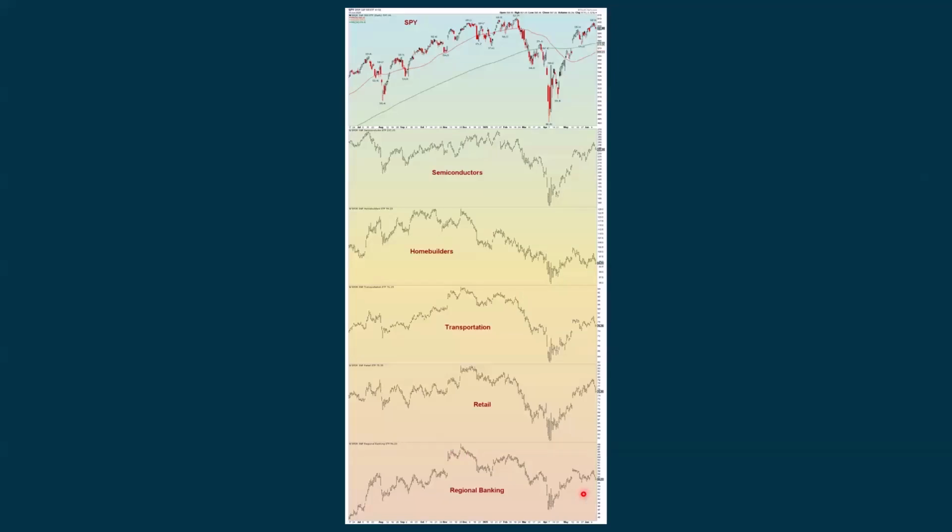Then we look at what are called bellwether stocks or industries. These are the real driving forces of the U.S. economy, and we just want to look and see how they're doing. The semiconductors had been improving, but pulling back, home builders still not looking all that good. Interest rates are higher, and even though they've been coming down, it's not really helping the home builders all that much. Transportation had been doing better, but now pulling back. Retail doing better, but pulling back.